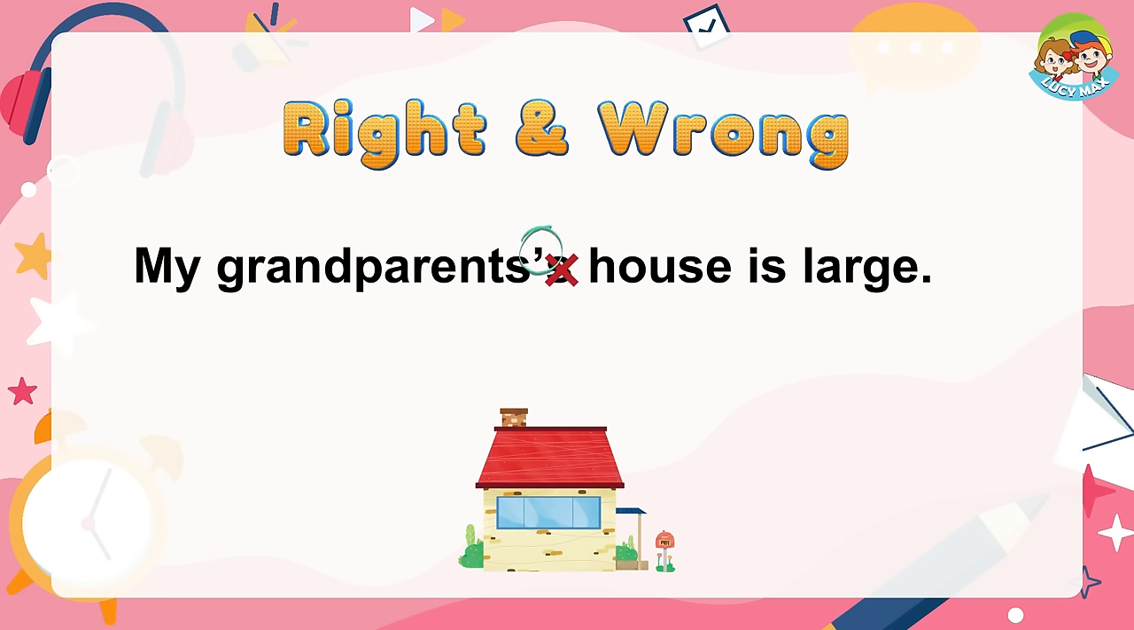Now let's look at the next one. I'm not use the dictionary. This is wrong. Be verb am doesn't go with the base verb. I doesn't use the dictionary. This is wrong. I goes with don't, not doesn't. The correct answer is, I don't use the dictionary.